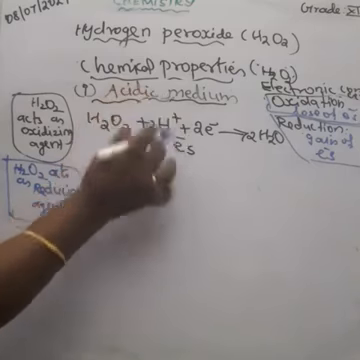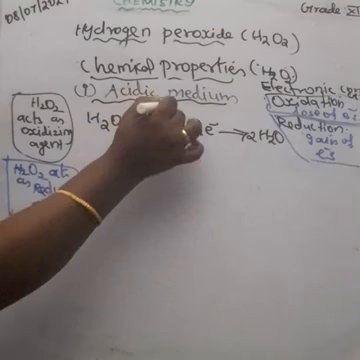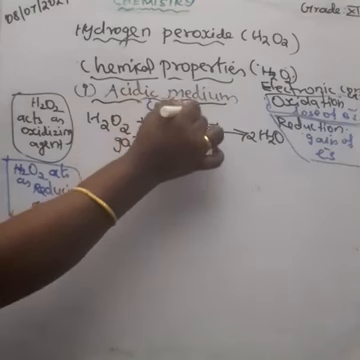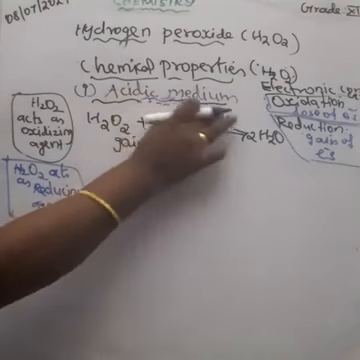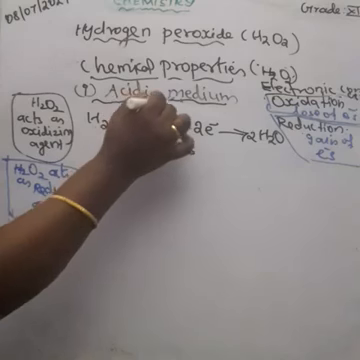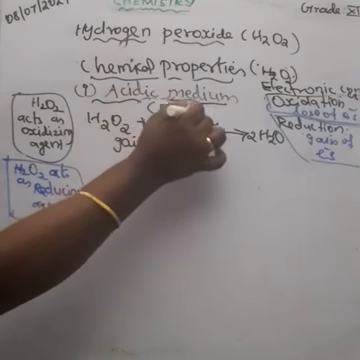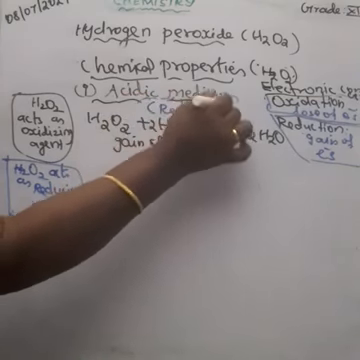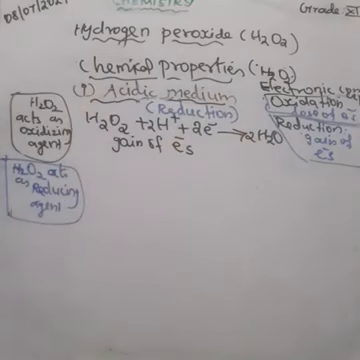Gaining of electron means what is the reaction here? Reduction. So in acidic medium, which reaction takes place? A reduction reaction takes place. Here hydrogen peroxide acts as the oxidizing agent.